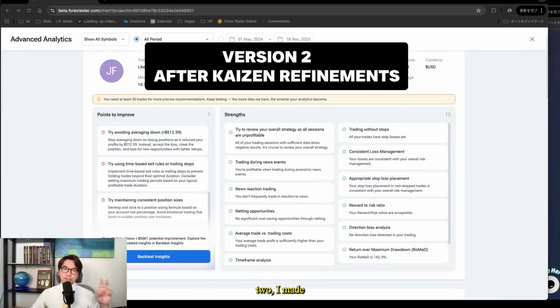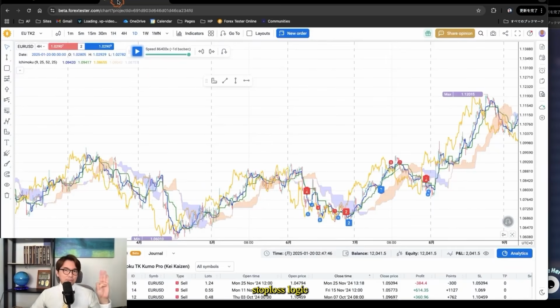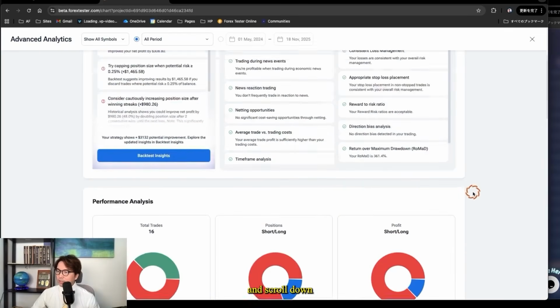On version 2, I made the improvements of a refined trend filter and tightened stop loss logics based on ATR, removed low quality signals, improved exit timing, and reduced false entries during consolidation. Then I ran the test again on the exact same dataset. And here are the results of version 2. Let me show it to you. I click on the analytics and scroll down.